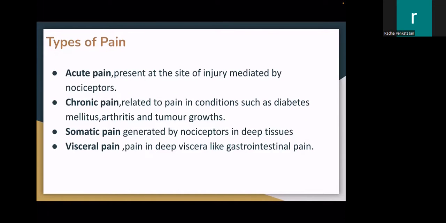Next comes chronic pain. Chronic pain is pain related to conditions such as diabetes mellitus, arthritis, tumor growths. So for acute pain and chronic pain, you can also give a time frame. Acute pain is only short-lived, a few days, a few weeks. Chronic pain is something which lasts for more than 2-3 months.